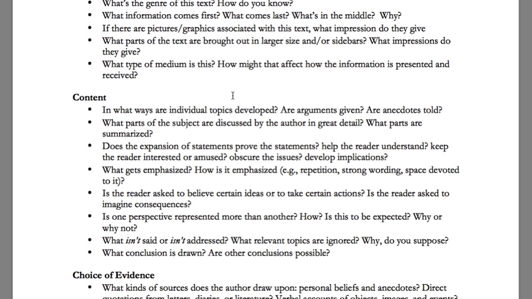What's the medium? Is it a book? Is it a journal, scholarly journal? Is it a slick magazine that you buy in the grocery store checkout line? Is it a web page?